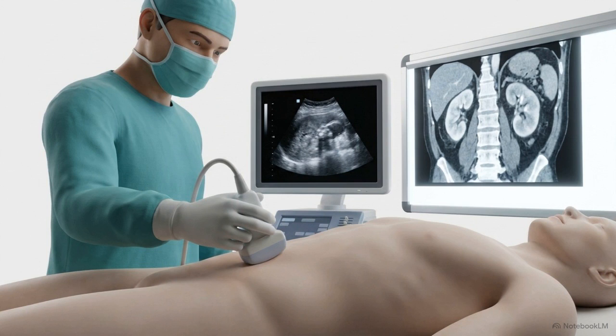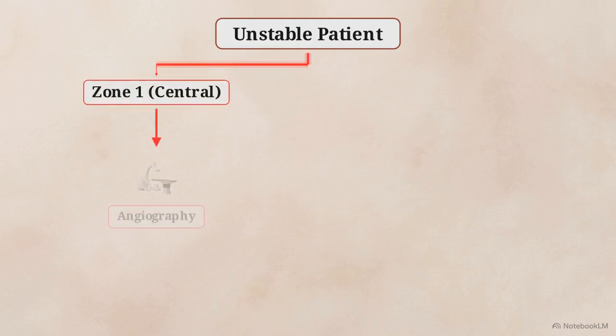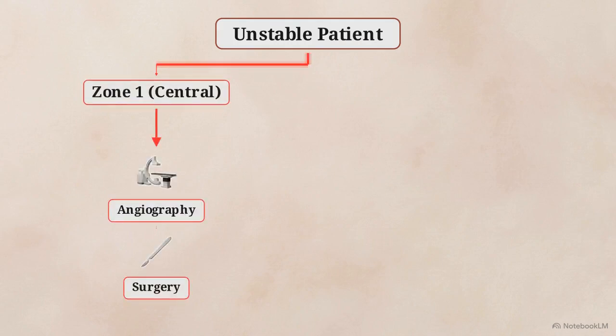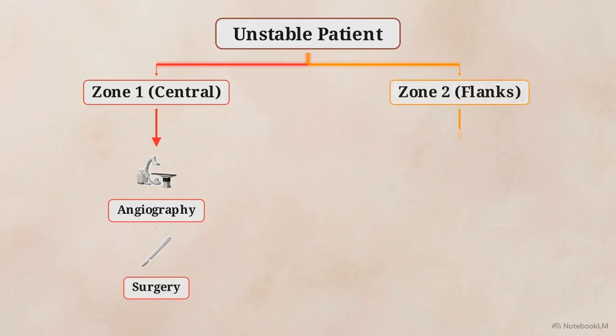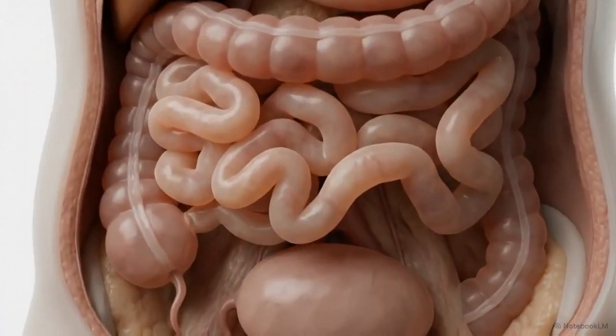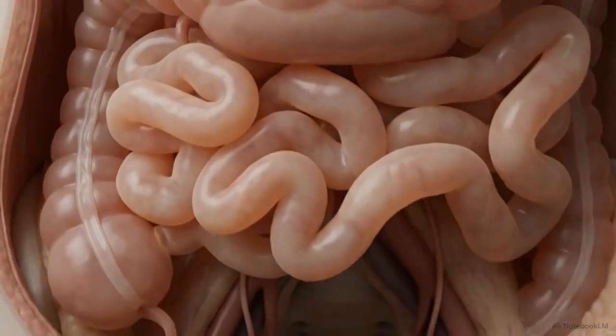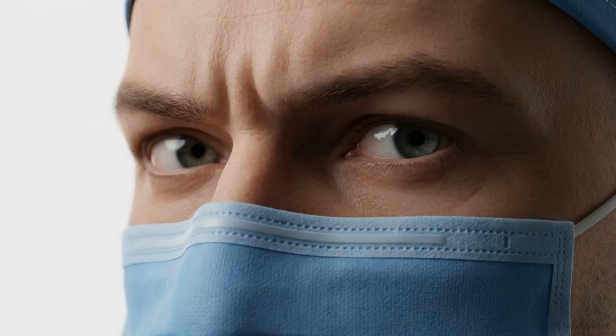Stable patients receive a CT scan. An unstable patient with a suspected Zone 1 injury requires immediate angiography, followed by surgery, while an unstable Zone 2 injury is evaluated with a single-shot intravenous urogram. Hollow viscera and retroperitoneal organs hide in deep anatomical blind spots. They frequently evade initial detection on standard scans, requiring trauma teams to maintain a high index of clinical suspicion before the hidden damage manifests as catastrophic peritonitis or shock.